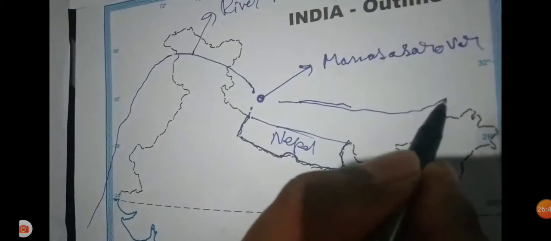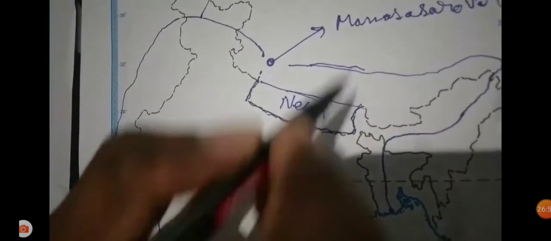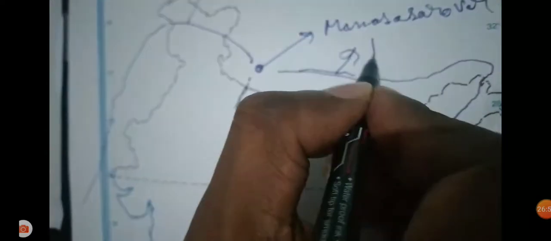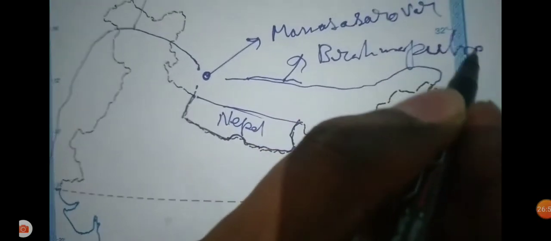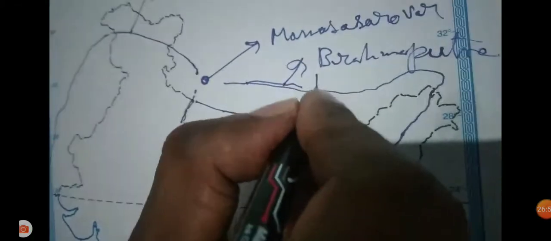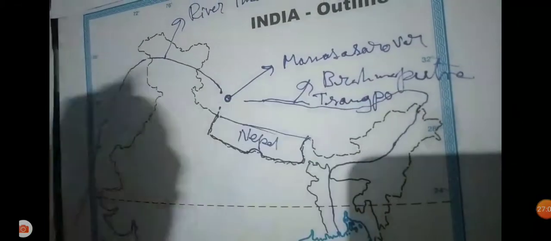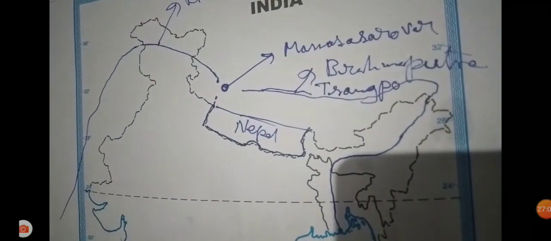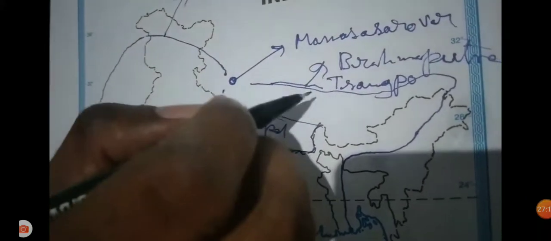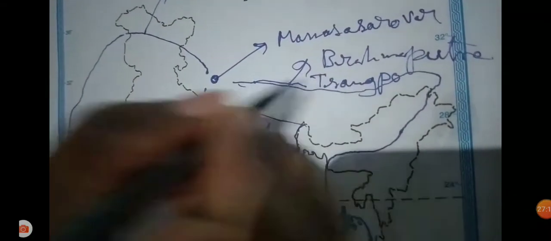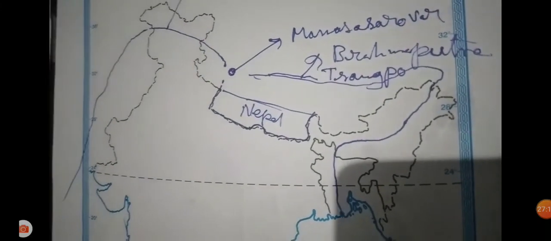This one is the Brahmaputra River, which joins the Bay of Bengal after entering Bangladesh. Brahmaputra is also called Sangpo. Its birthplace is the Chemayungdung Glacier. It passes through Tibet towards the east and then enters India.